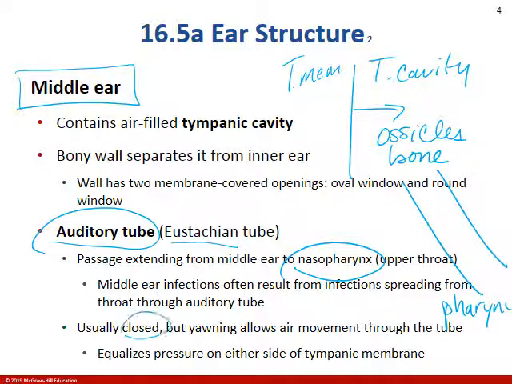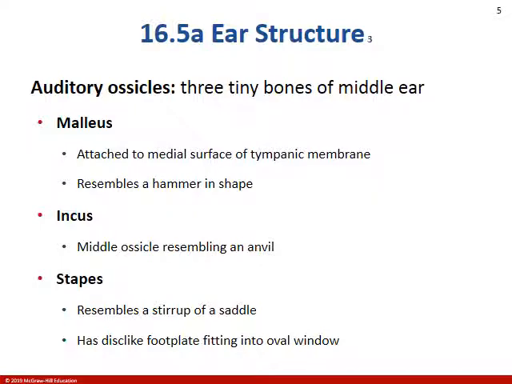It's usually closed. This tube is usually narrowed or closed, but if you yawn, it allows air to move through. This equalizes pressure between the outer ear and the middle ear. If you've ever been on a plane and all of a sudden it's hard to hear, and you hold your nose and you swallow and you hear a popping noise, you're really equalizing the pressure in your auditory tube.